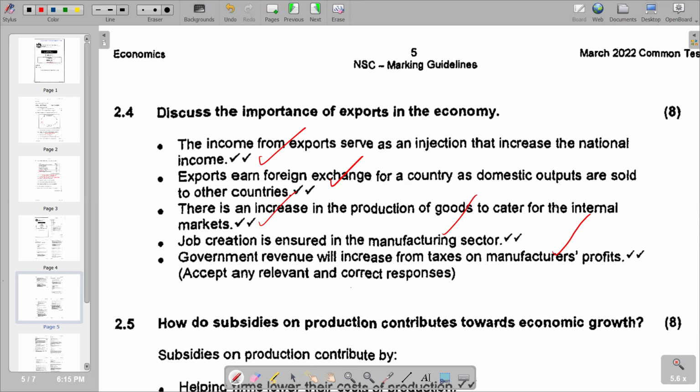Remember, our question has got 8 marks. Obviously, it requires you to bring 4 points. So here we've got 1, 2, 3, 4, 5 points. So you can just pick 4 from the ones that we are having.